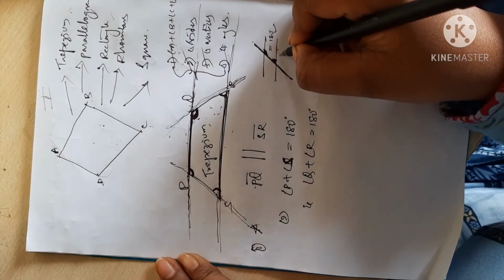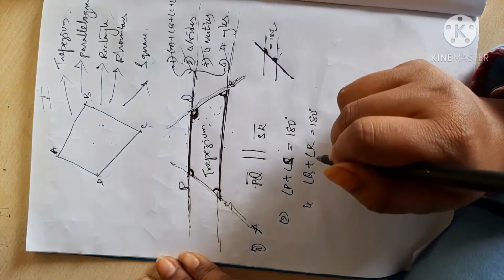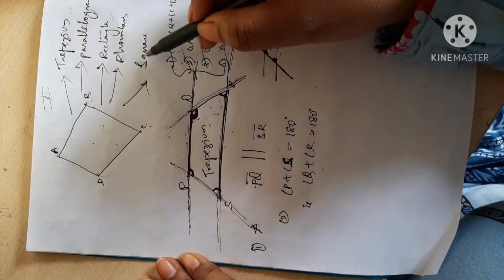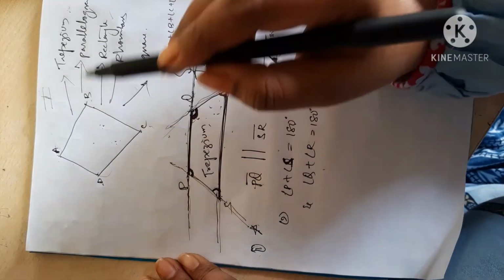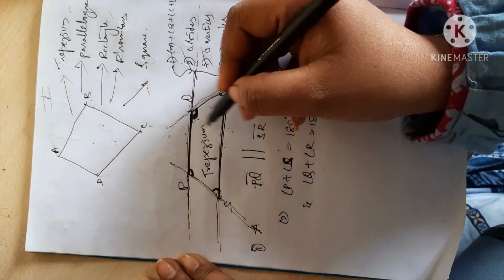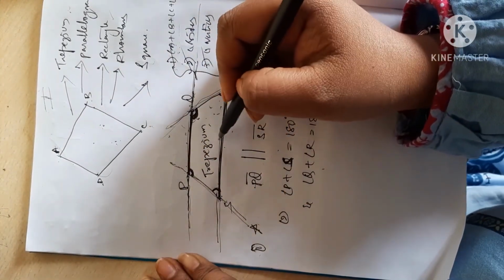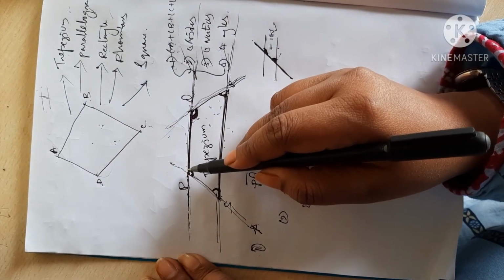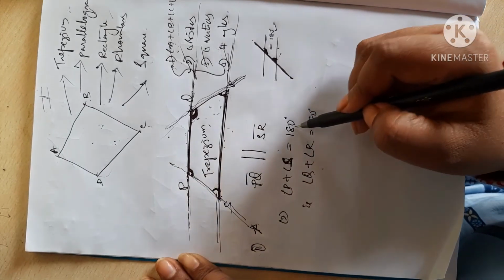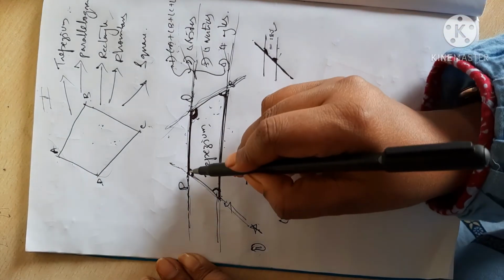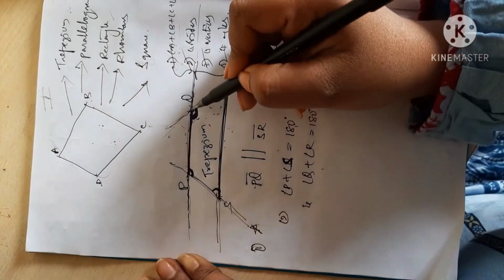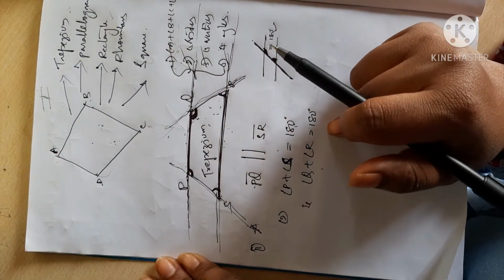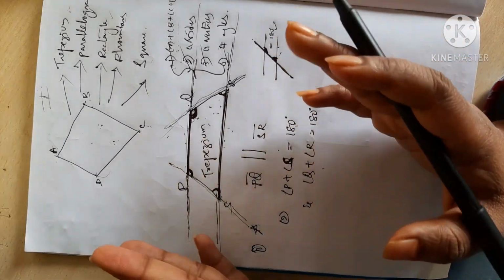So using this property, a trapezium is going to have all the properties which a quadrilateral has, plus extra: one pair of opposite sides are parallel, and two pairs of adjacent angles are supplementary. Which two pairs? Angle P plus angle S, angle Q plus angle R is equal to 180 degrees. Okay, now this is about trapezium.